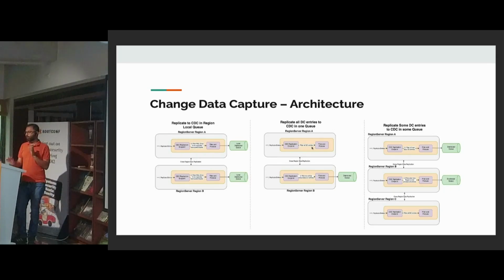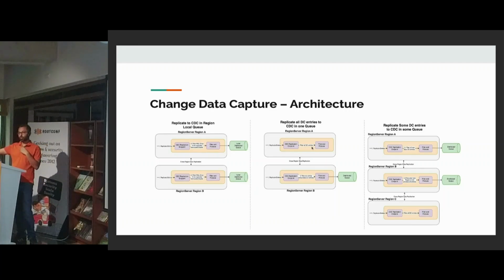The second scenario is all of the data should be written to one distributed queue. In that case, in one DC you put a configuration saying replicate none. In the other DC you say it doesn't matter which DC the data originated in, you write everything to the distributed queue. And the third scenario is you have a list of clusters whose data you want to distribute in some specific data centers, and in some data centers you don't want anything.